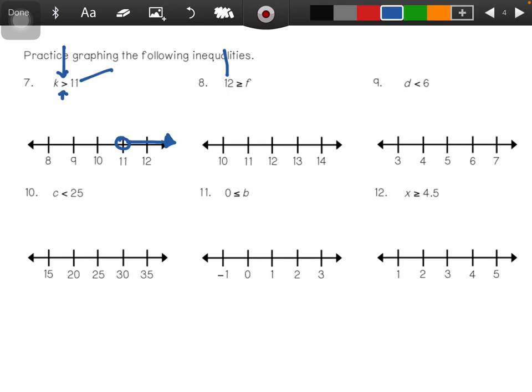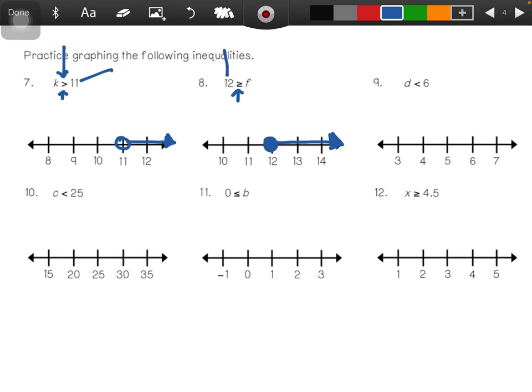Okay, looking at number 8. 12 is my number, so I'm going to start at 12. It is, ooh, look at that, greater than or equal to, so my arrow is going to go to the right to show greater than. Because it is equal to, also, I have to remember to fill in my hole.